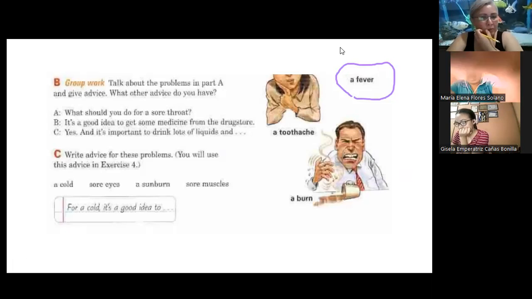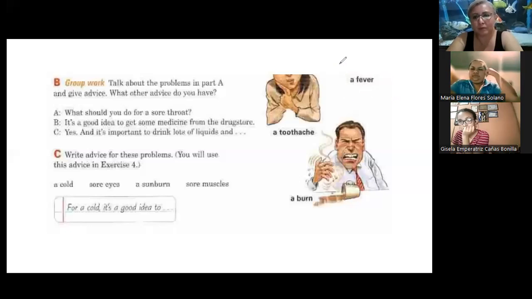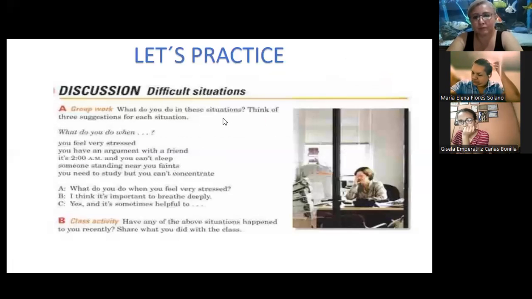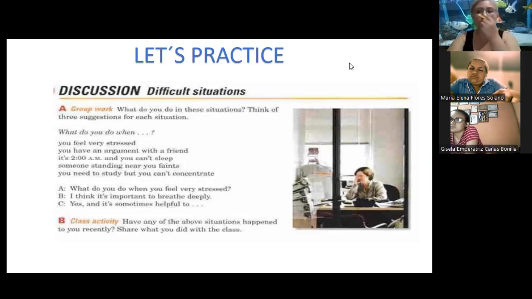And also, I have another exercise for you that I want you to do. Let's move here. Let's practice discussing difficult situations. It says, what do you do in these situations? Think of three suggestions for each situation. What do you do when you feel very stressed? You think about it, what possibilities, what can we do when we're stressed? First, take a shower, or then take a nap, or go to bed, or try to eat something with energy, an energizer. Entonces, usted va a pensar en un remedio para cada una de estas cosas.